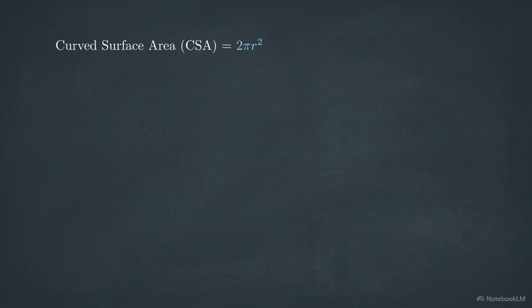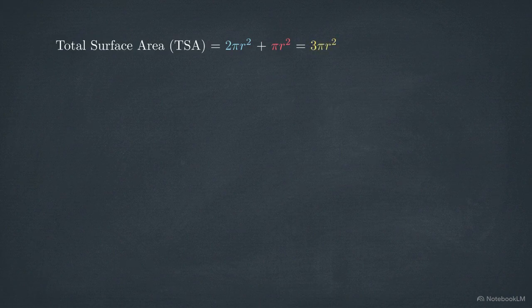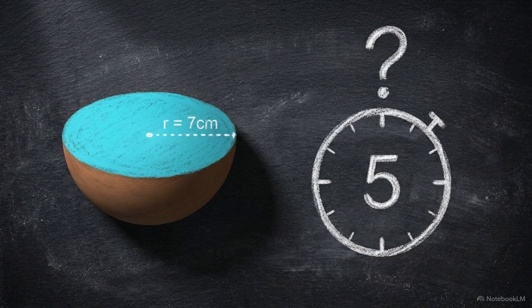Cutting the sphere exposes a new flat circular face on top. To find the total surface area, we must add that circle, pi r squared, to the curved bowl, resulting in 3 pi r squared.